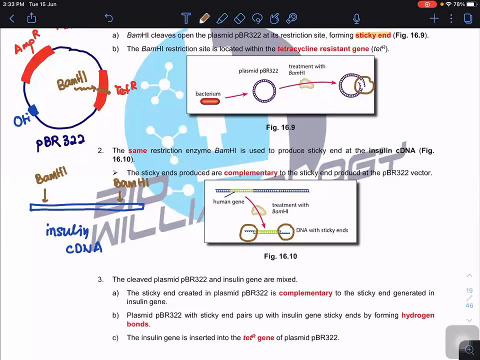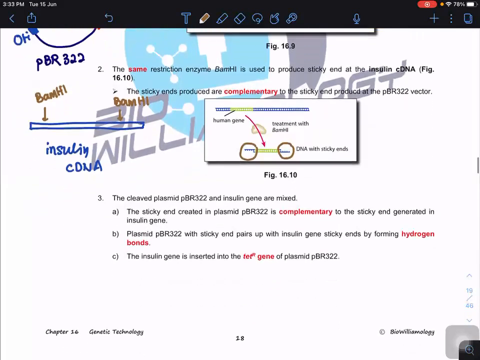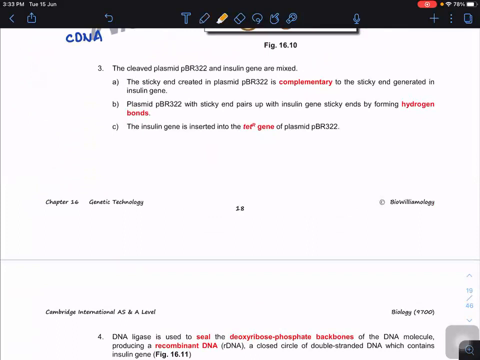Therefore, later, when the sticky ends join together, they can form hydrogen bonds, and then ligase will be able to seal the sugar phosphate backbones by forming phosphodiester bonds. We mix the cleaved plasmid pBR322 and the insulin cDNA together. The sticky ends created by BamHI are complementary, so they start to form hydrogen bonds between the complementary base pairs, and then the insulin gene can be inserted into the tetracycline resistance gene.